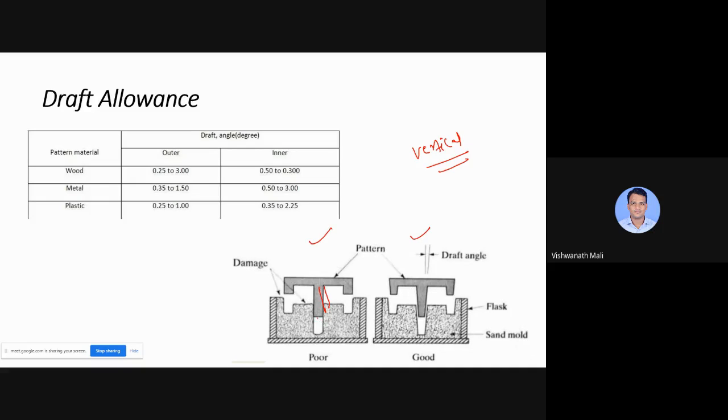Now, when we remove this pattern from the mold, it is sticking to the mold wall. Here you can see, the chances of breaking the mold wall are more when we use a vertical surface because it is touching the mold wall. So in order to avoid that damage, we provide some draft taper to our vertical surfaces. Now in the second case, you can see we can easily remove this pattern from the mold without damaging the mold board. So we give the draft allowance to the vertical surfaces in order to avoid damage to the mold board.